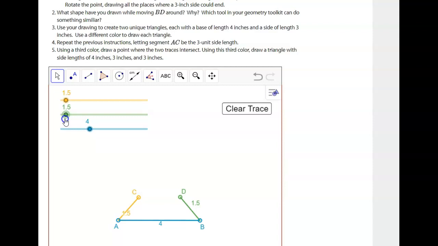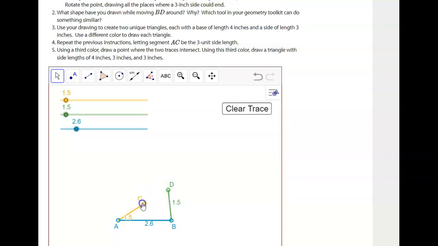1.5. It's not cooperating with me. There we go, 1.5. Will this form a triangle? So if I move this, do they make a triangle? They don't. What if I shorten up the base there? Will this make a triangle? Well, yes, it will. And this theorem says that the sum of the two shorter sides has to be longer than the longest side. In this case, the blue base here is 2.6. And 1.5 and 1.5 add up to 3. So this will make a triangle.